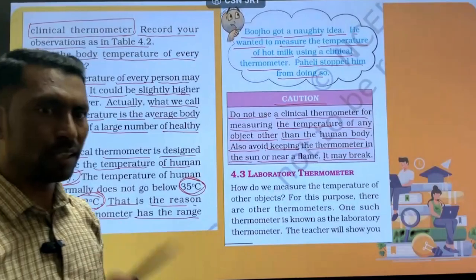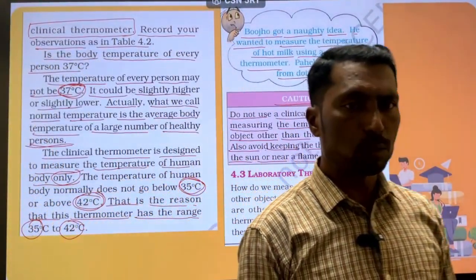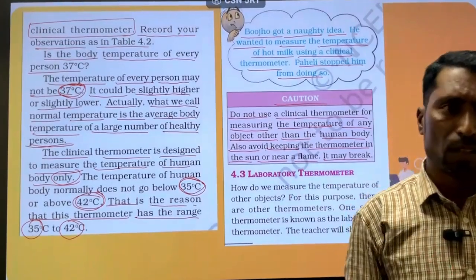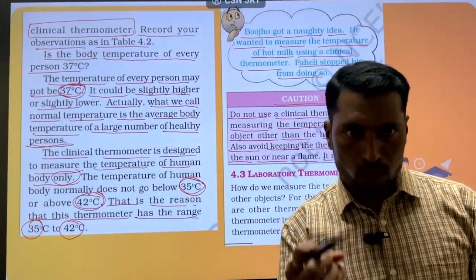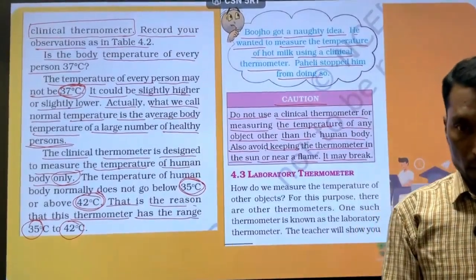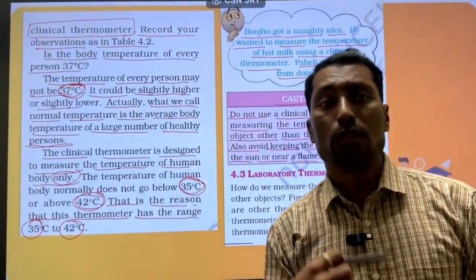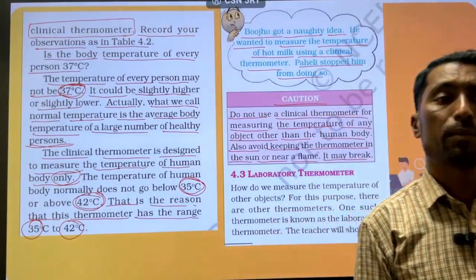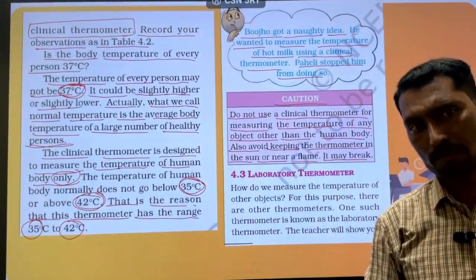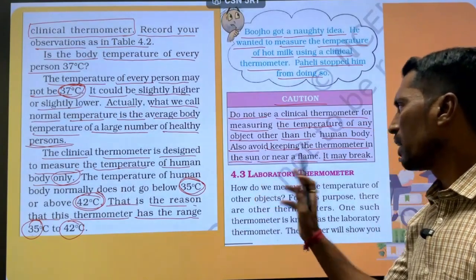ये किससे बना होता है? It is made from glass. Clinical thermometer जो बना होता है वो glass से बना होता है. It can break if you put it near the sun or near a hot object. अगर flame है, candle flame है, other flame है, अगर उसके पास हम रखेंगे तो it can break because it's made from glass tubes. Glass से बना होता है तो हम वहां पे नहीं रखेंगे.